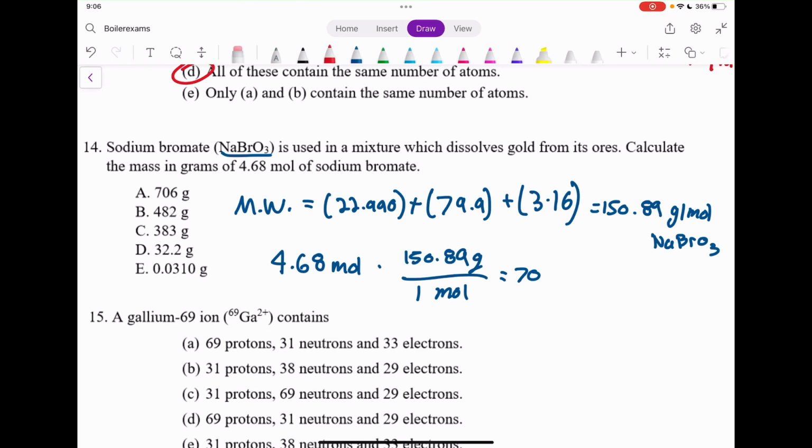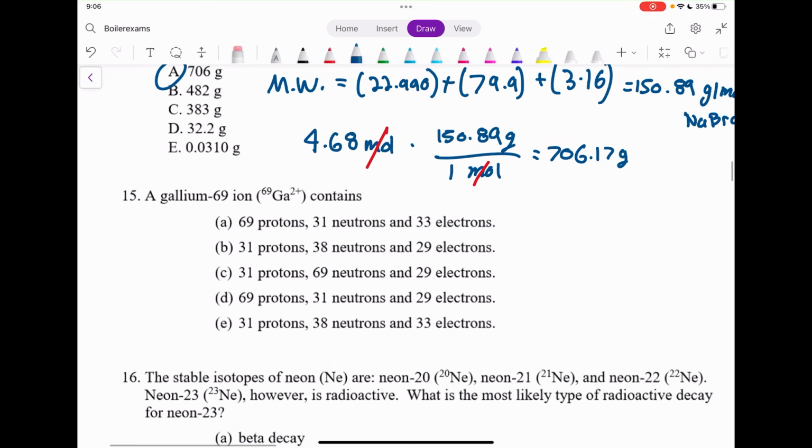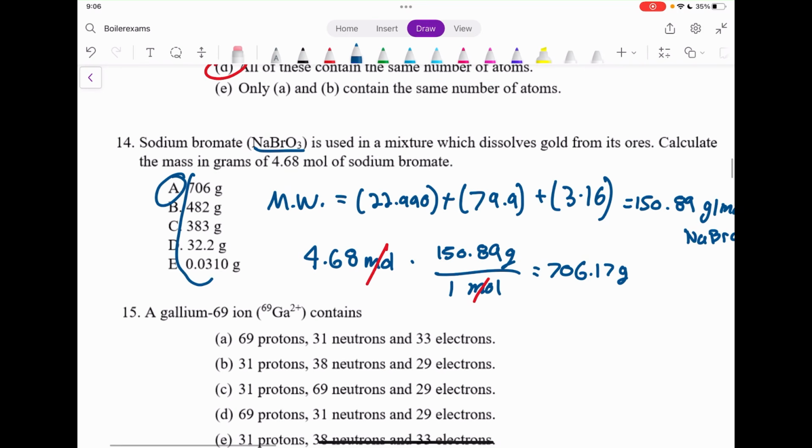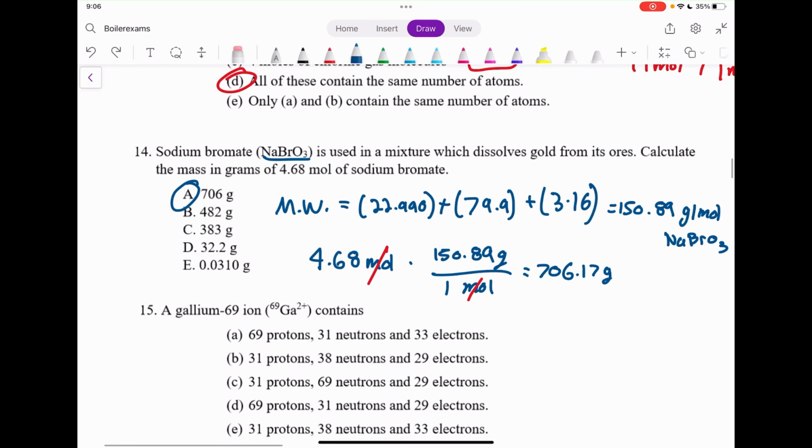700, and so moles cancel. 706.17 grams. And if you did sig figs, you'd probably get A. Not that sig figs matter, because obviously they're way different. So 14A.